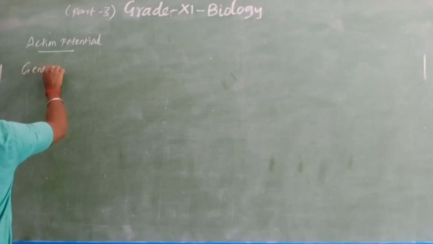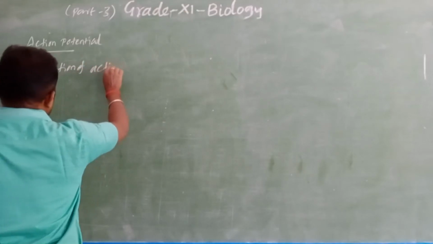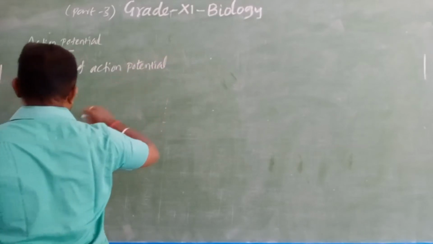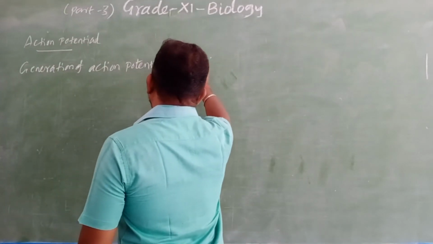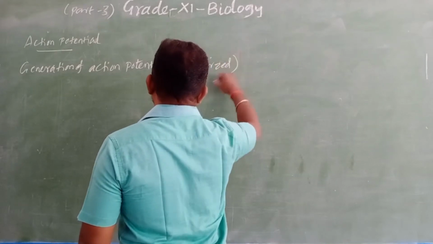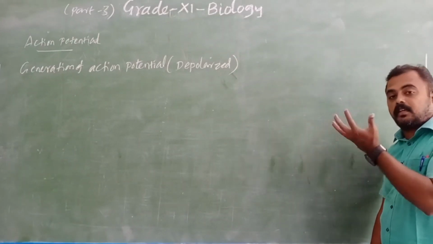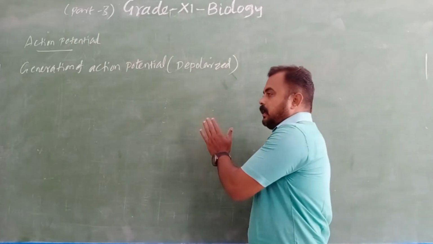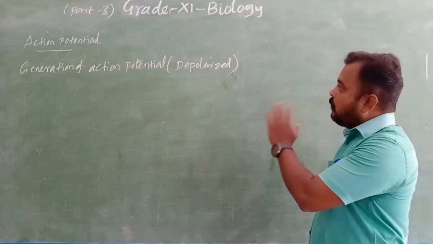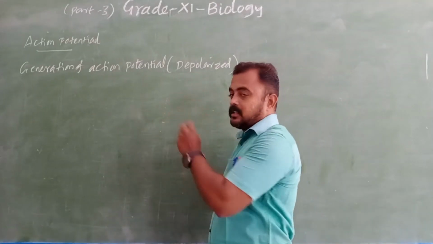So, generation of action potential. The first stage, the resting stage, is the polarized state, because outside it is positively charged and inside negatively charged. Now depolarization has happened, and that means the generation of action potential.